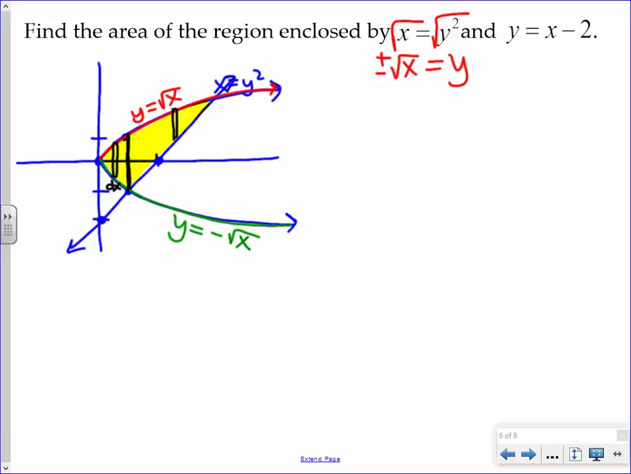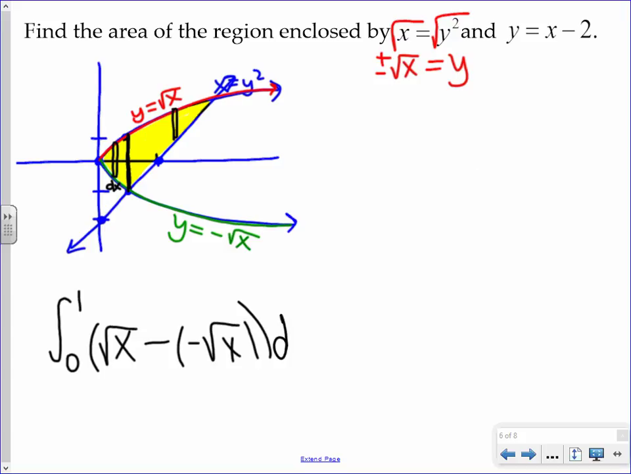So for this area right here, from 0 to 1, we have the red function on top, radical x, minus the green function on bottom, negative radical x. Okay. Plus, what's that intersection point right there? So we need to find it using some algebra.